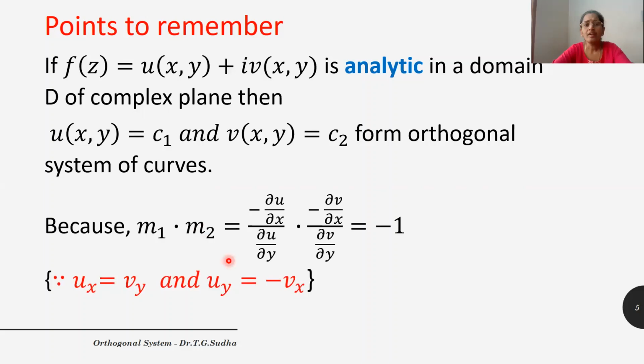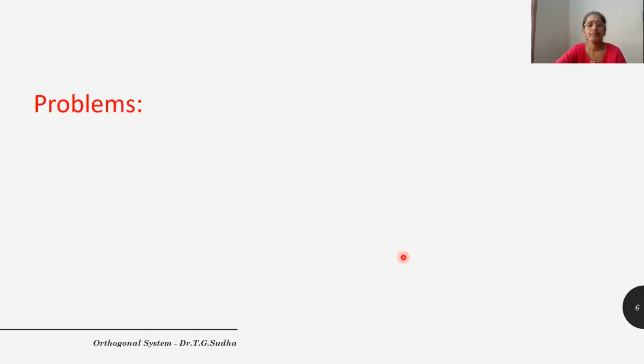Because m1 · m2, if we consider, is -ux/uy times -vx/vy, that gives us -1, because f(z) being analytic, it satisfies the CR equations. Therefore, on substituting ux = vy and uy = -vx, this product gives us the value -1, and hence u and v are orthogonal to each other.